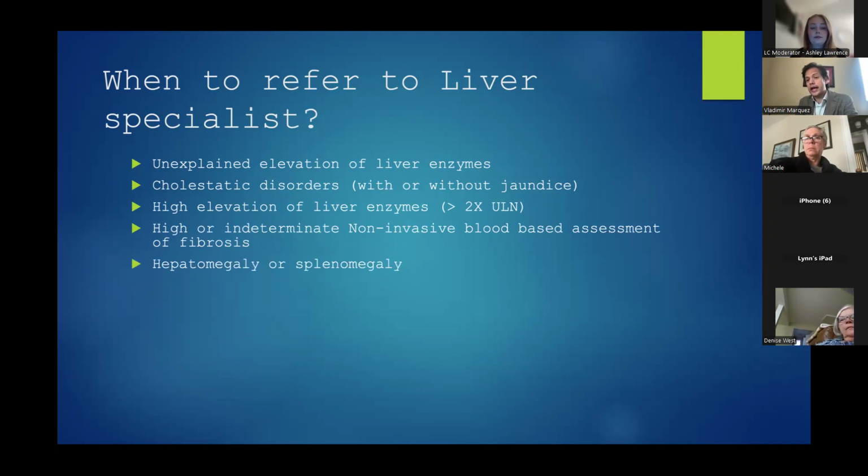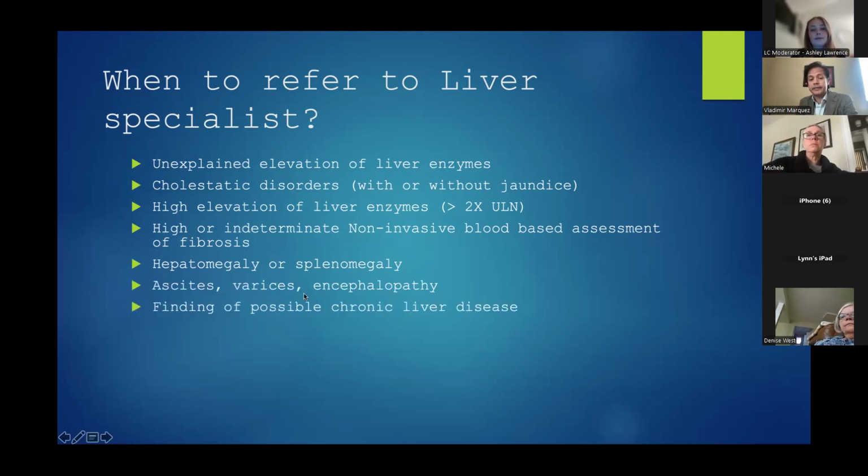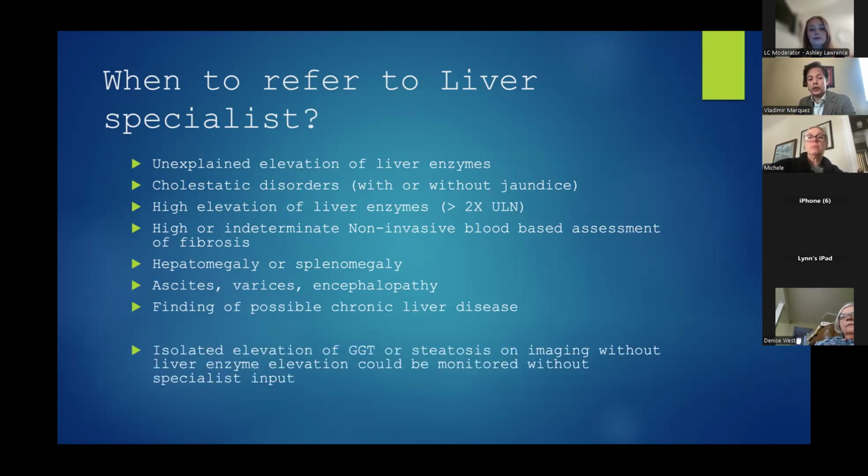If there's already enlargement of either the spleen or the liver in an ultrasound, for example, if there are more manifestations of advanced liver disease, and if there is a possible chronic liver disease that, as I said, requires a long-term follow-up.